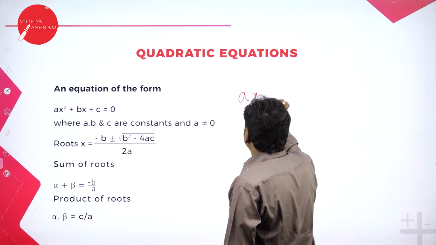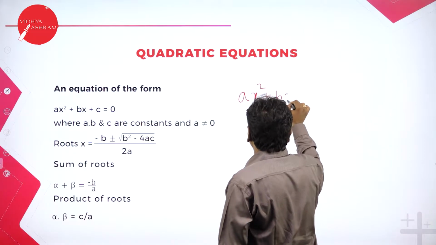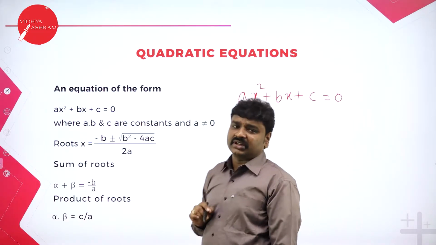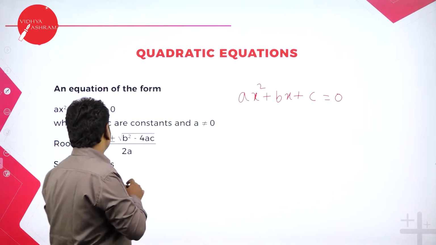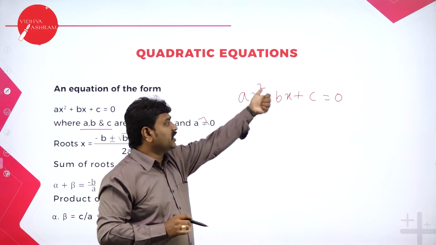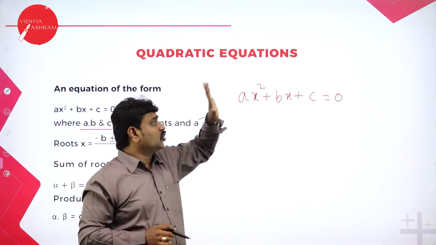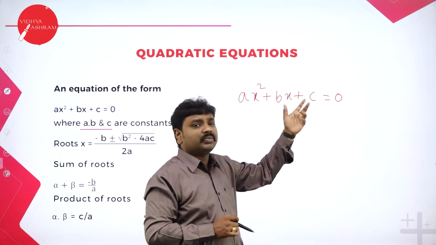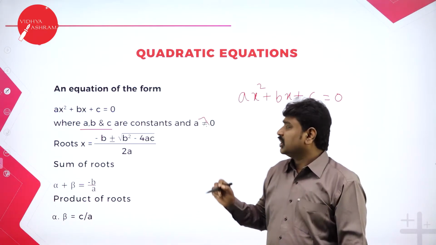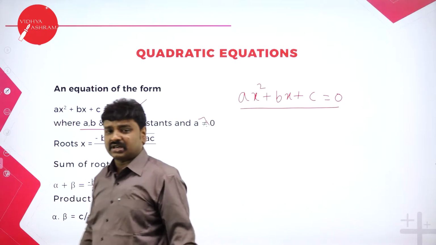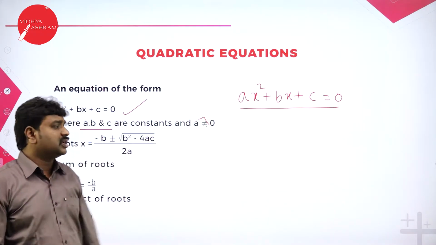An equation of the form ax square plus bx plus c is equal to 0 is called a quadratic equation, where a, b, c are what? Constants, and a should not be 0, meaning if a becomes 0, x square will not be there. Therefore the coefficient of x square should not be 0, meaning strictly it should contain x square, and the other two terms may or may not be present. So an equation of the form ax square plus bx plus c is called a quadratic equation. a, b, c are constants and a should not be 0.